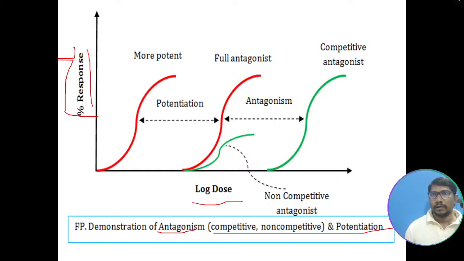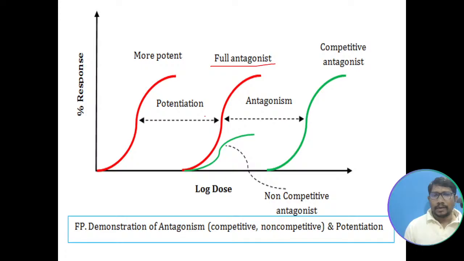Suppose this one is a full agonist. ये क्या है? This is a full agonist. Full agonist means what? Will combine with the receptor and will produce a full effect. Now, suppose that this is a dose. Dose कितना है इसका? Suppose 10 milligram.